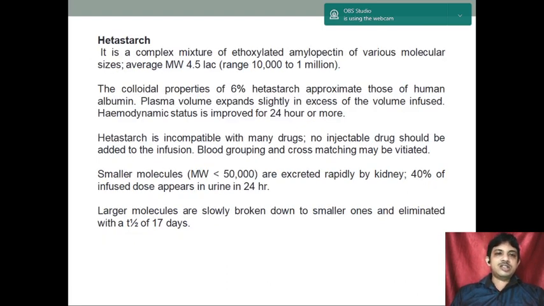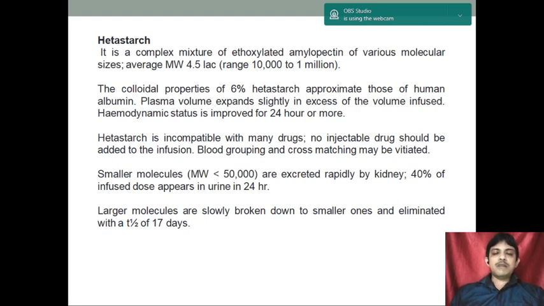Next is hetastarch. This is a complex mixture of ethoxylated amylopectin of various molecular sizes, and the average molecular weight is 4.5 lakh. The colloidal property of 6% hetastarch approximates that of human albumin. So that is also important. Plasma volume expands slightly in excess of the volume infused. After that, the hemodynamic state is improved for 24 hours or more.